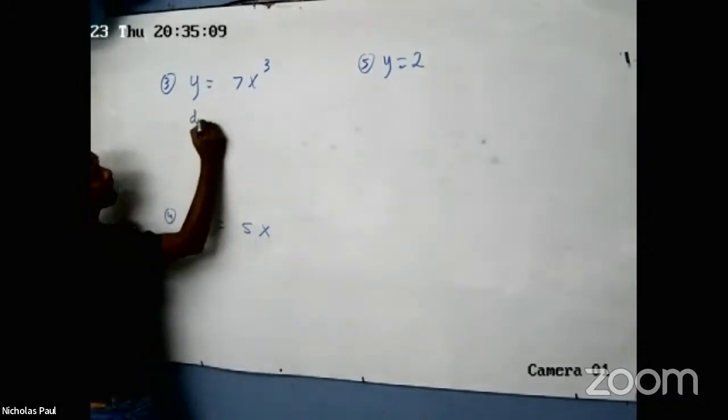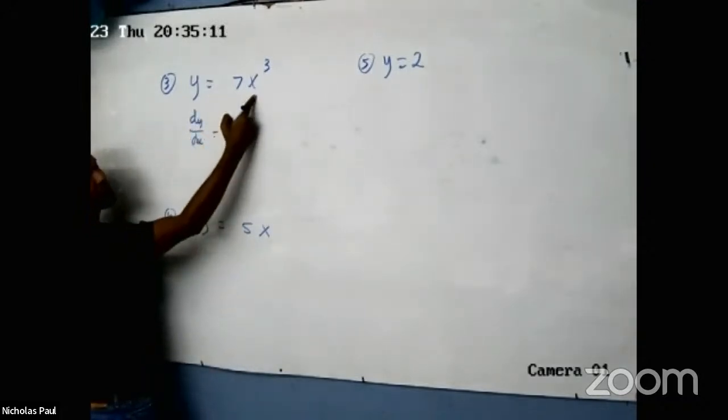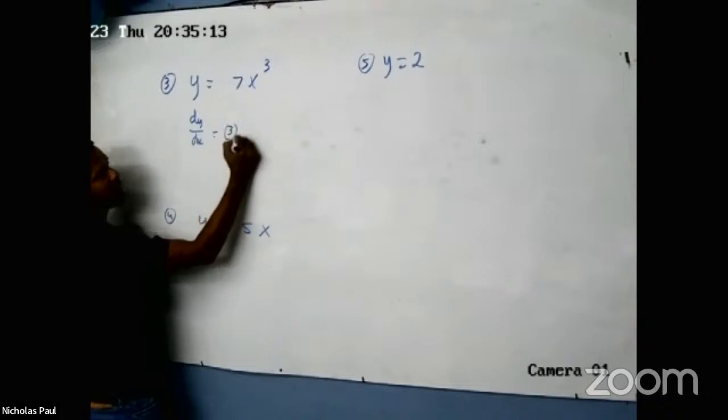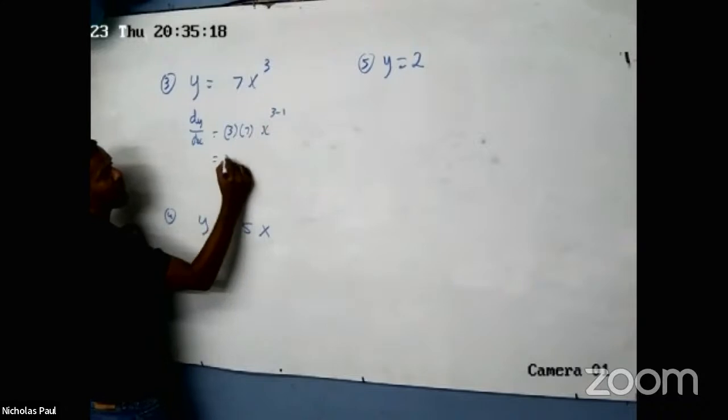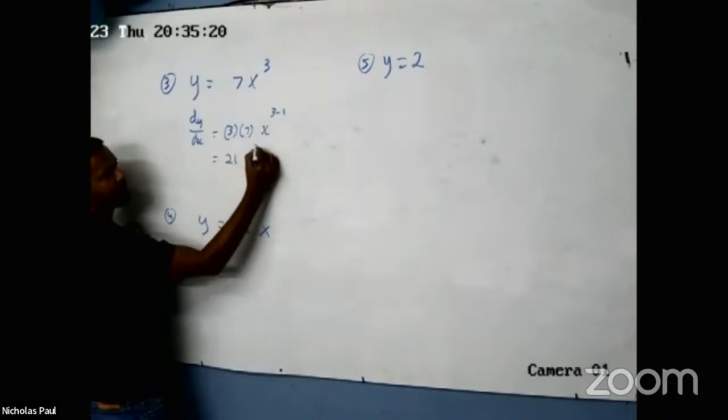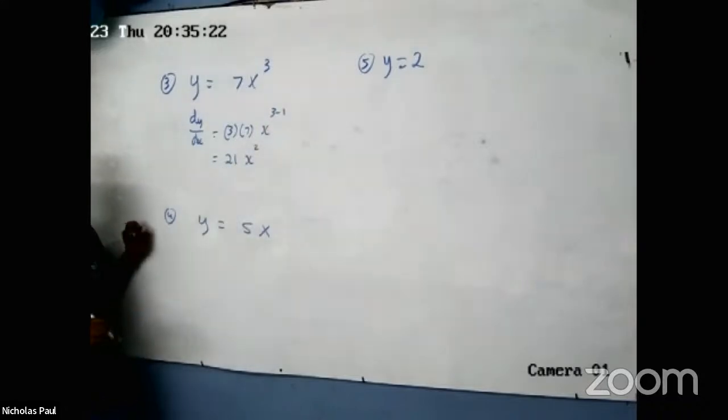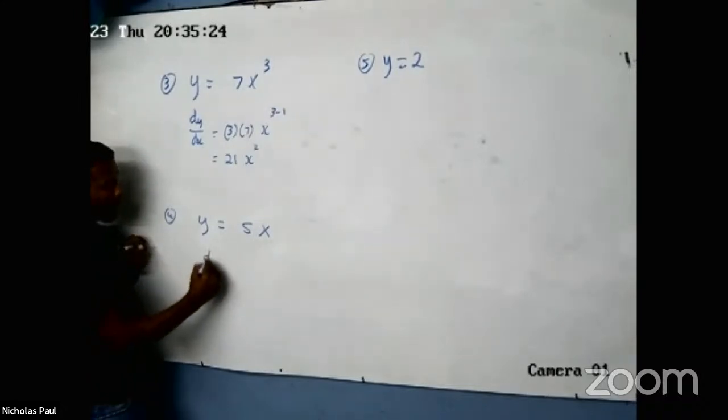So dy dx, everybody got this one right because this one is nice. You bring down the 3, you're right back to 7, and then you minus 1 from the power. So this is 21x squared. Everybody get that one right? Very good.